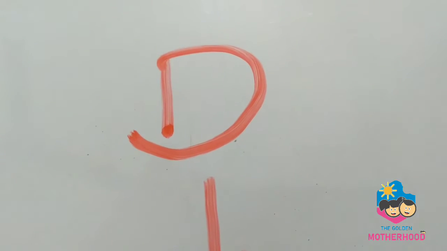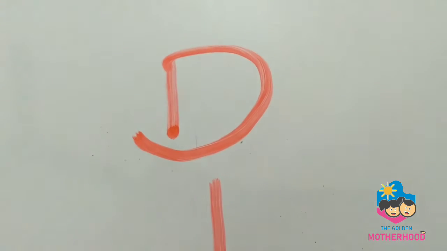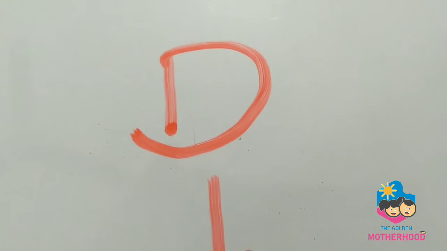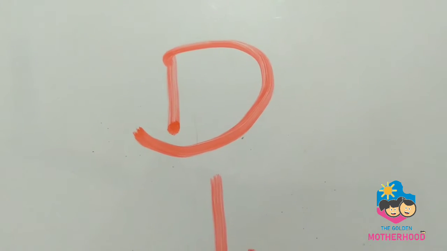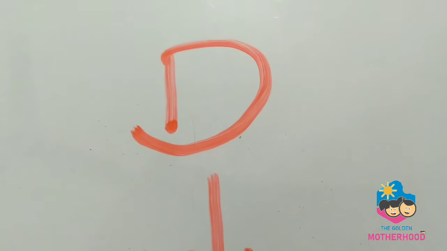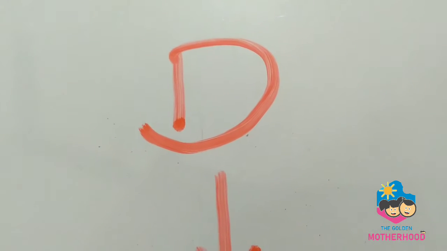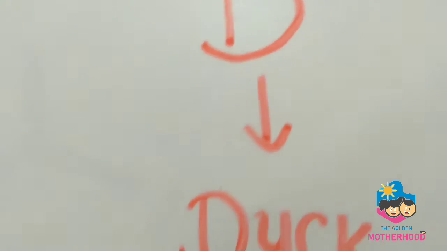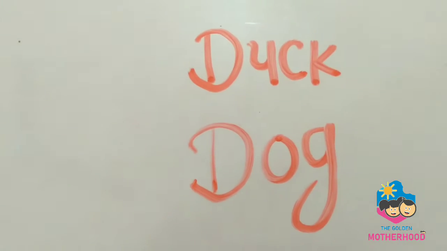Here, letter D is a combination of one standing line and one backward curve. D is for daddy, daddy. लेटर D का phonic sound है D. D for duck and D for dog.